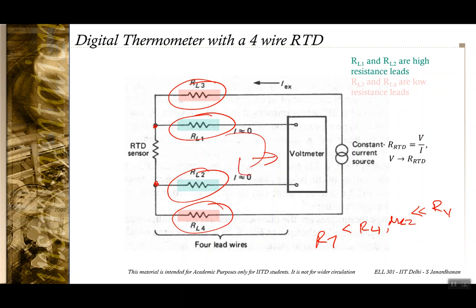From that you can get the value of the RTD resistance to be V by I. But I is going to be constant. So this voltage measurement from the digital voltmeter is going to be a direct indication of the resistance. And since this resistance is directly proportional to the temperature, this voltage is directly indicating the temperature. And that way you can use the 4-wire RTD in digital thermometers to measure temperature.